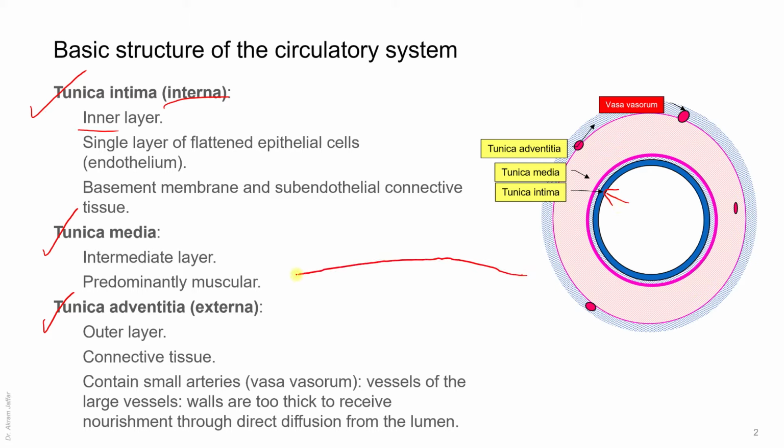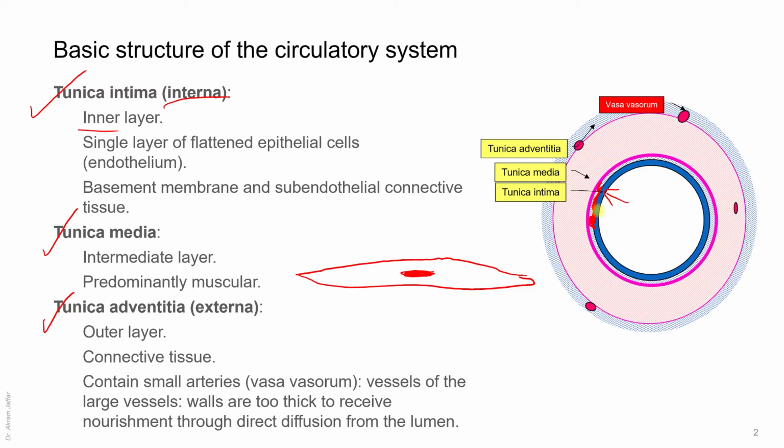And it is formed of a single layer of flattened epithelial cells. These epithelial cells are called endothelial cells because they originate from the endoderm. Some other epithelial cells originate from the mesoderm, so they are called mesothelial cells, and other epithelium is derived from the ectoderm. But these are derived from endoderm, so they are called endothelial cells, and they lie on a basement membrane as well as subendothelial connective tissue. This is a connective tissue here lying just beneath the endothelial cells.